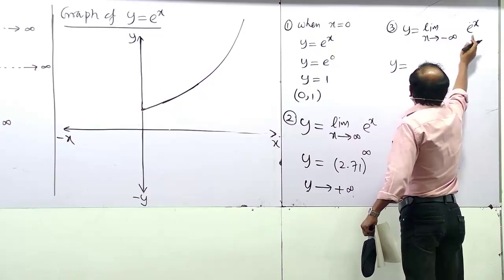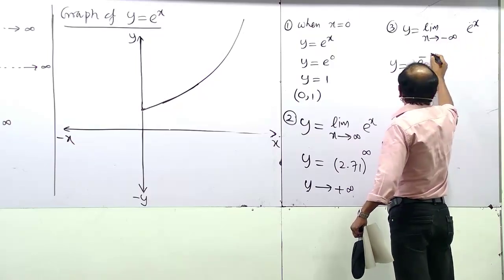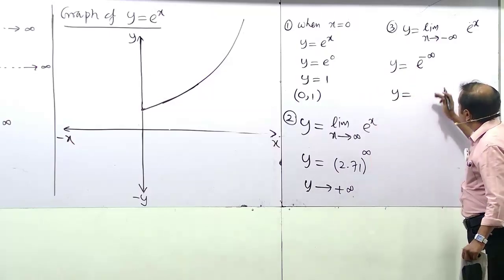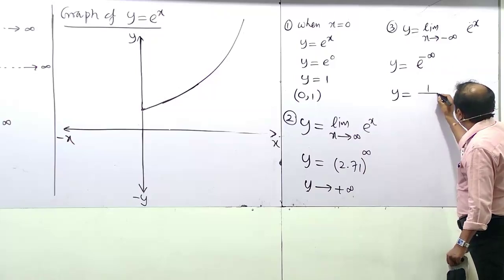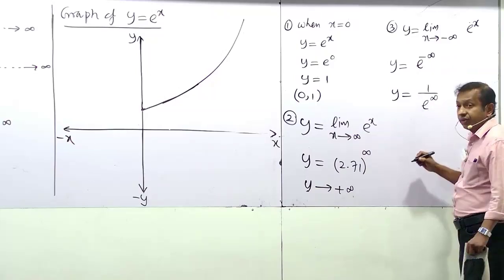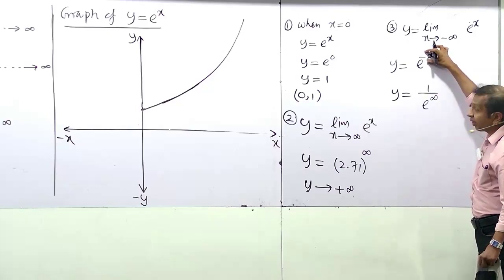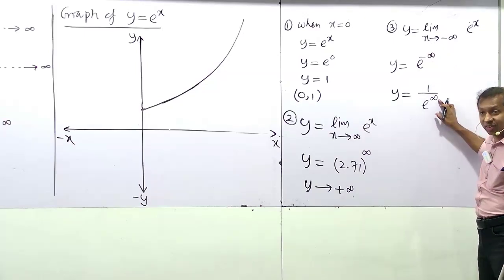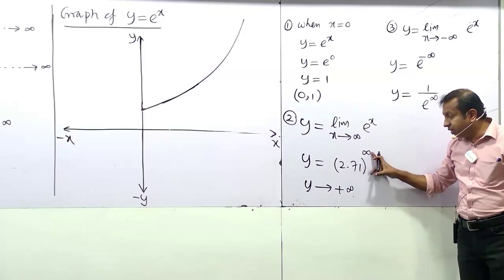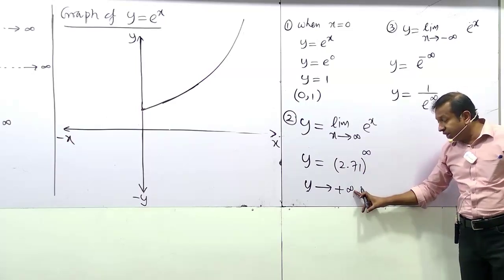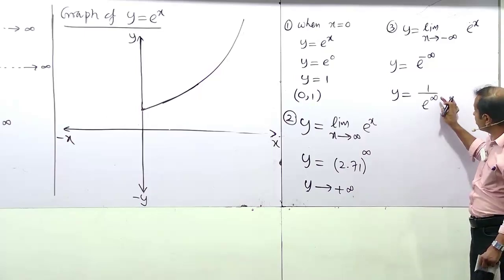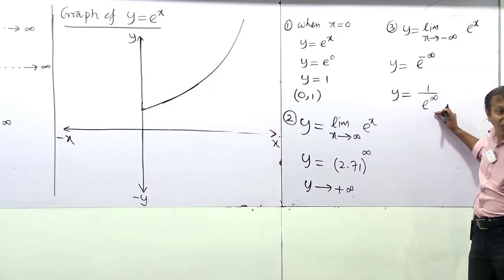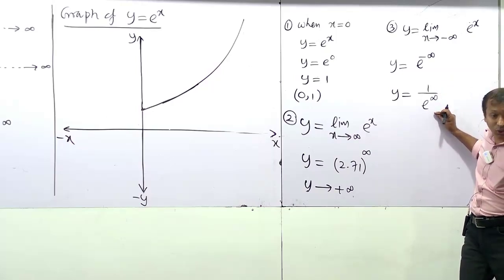For this x we put minus infinity. What do you get? e to the power minus infinity. People, you can write e to the power minus infinity as 1 over e to the power plus infinity. Taking this to the denominator, you can write the power as positive. Earlier you noticed e to the power infinity is what? We noticed that earlier as infinity. So e to the power infinity is infinity. What is 1 over infinity? 1 over infinity means a very small value, 0.